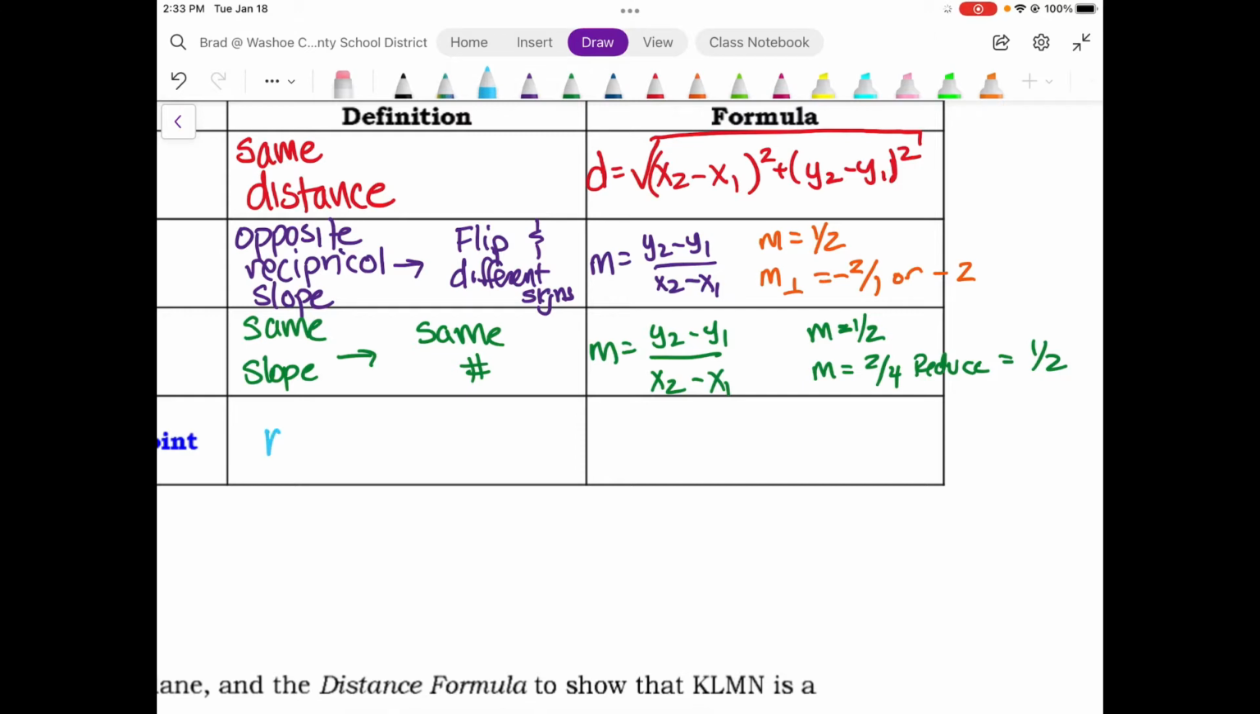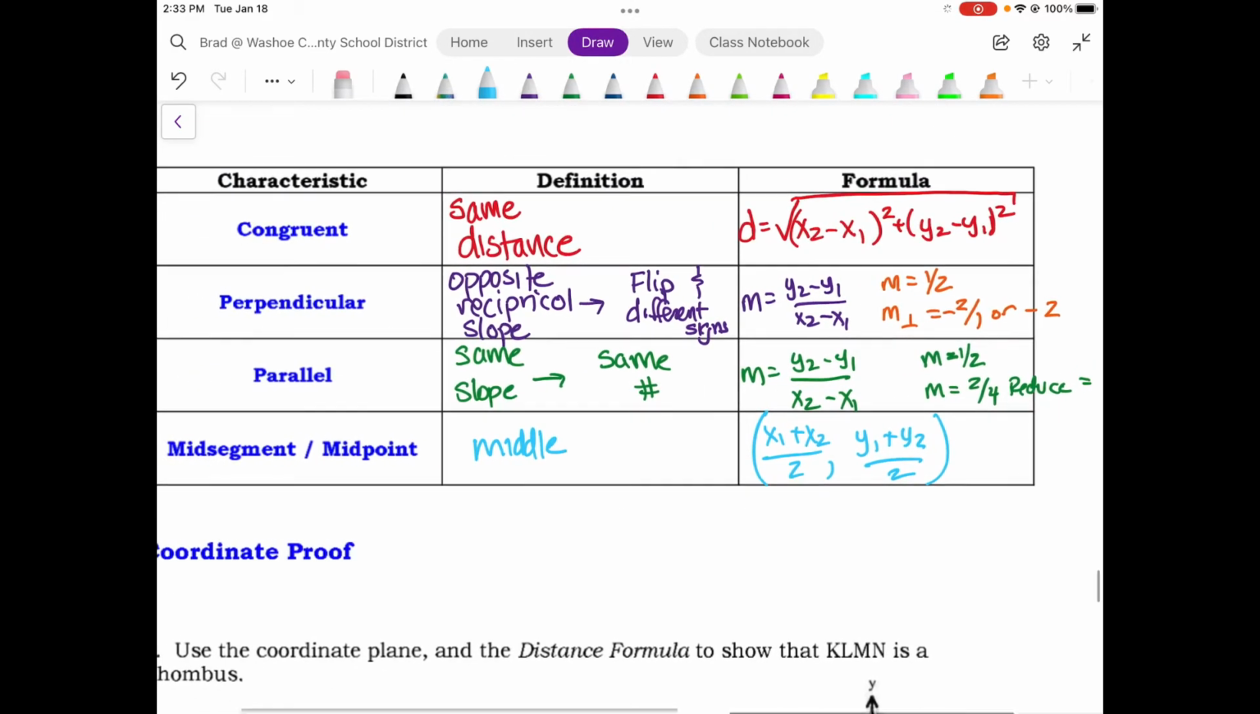And then midpoint obviously is going to be our middle. The way we're going to do that is x1 plus x2 divided by 2, comma, y1 plus y2 divided by 2. Alrighty, so if I were you, the ones I would use are the slope ones. Well, that's not my highlighter, but we'll circle it anyways. The slope is going to be really beneficial for us.